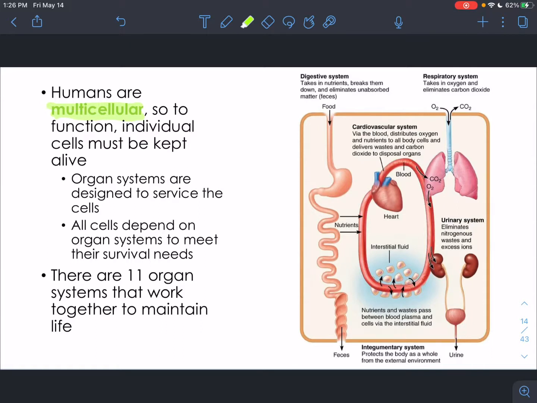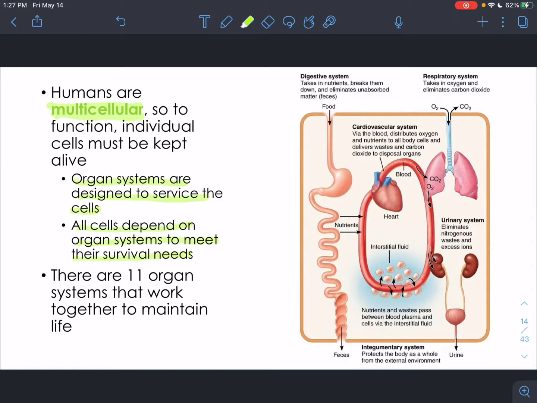You have a lot of cells, so you might not need every single one, but you have some cells that are really, really important. Cells like your neurons or your muscle cells are going to be performing really specific actions. Neurons carry information from your sensory receptors to your brain, or carry information to your muscles, telling them to contract, right? So some cells are super important. Other cells in our body are there just to help support the other cells, right? So your organ systems are designed to service the cells, and the cells are going to be dependent on the organ systems to meet their survival needs.